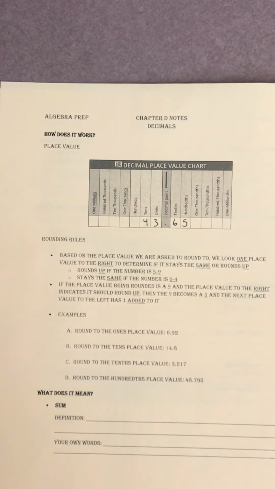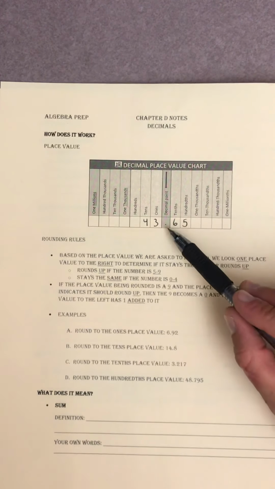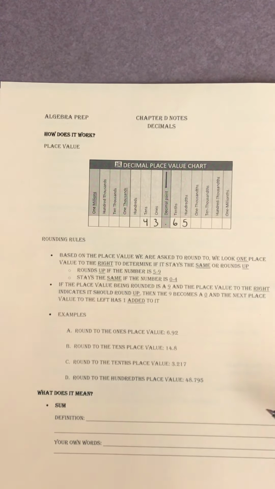When we talk about place value, everything starts with the decimal point, and if it's after the decimal point, it moves to the right and it deals with tenths, hundredths, 1,000ths, 10,000ths, so on and so forth. If it's to the left, it goes ones, tens, hundreds, 1,000s, 10,000s, so on and so forth. So I'm sure you know most of that. That should be a review from previous math courses you've taken.